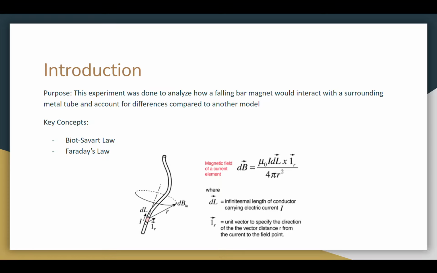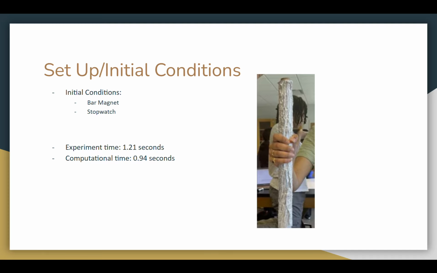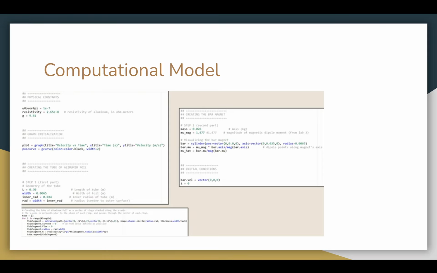And this lab really focuses heavily on induced current, where it's located, and the effects it can have on the falling system. Looking at the setup and initial conditions, you can see that you have the bar magnet, the stopwatch, this aluminum tube. For our results, all we got was that the experimental time was 1.21 seconds and the computational time was 0.94 seconds, which is a wide range of differences, which we'll discuss what these are attributable to in the rest of the lab. And on the right side, you can see basically what the tube should look like.